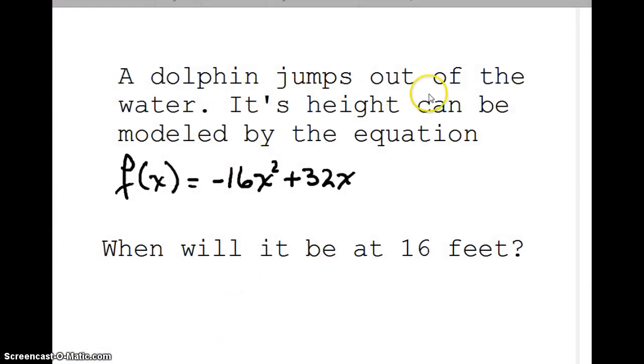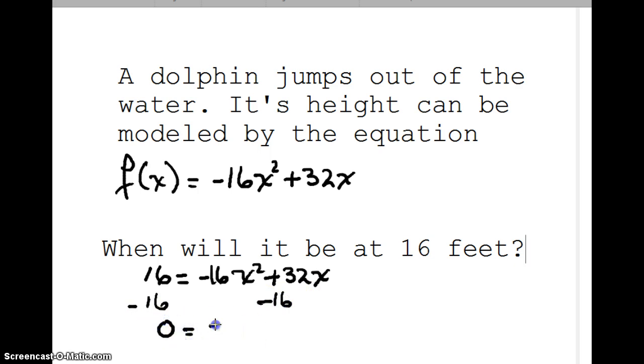Okay, so here we have a dolphin jumps out of the water. Its height can be modeled by the equation f of x equals negative 16x squared plus 32x. When will it be at 16 feet? Well, up to this point, I've been telling you to look into the calculator and look where the answer says y equals 16 feet. But let's go a little further here. We know that we're looking for when it's at 16 feet. So we know that we're looking for 16 is the answer, negative 16x squared plus 32x. Now we're going to solve all of our equations by making it 0 equals. So we're going to subtract 16 from both sides. And now I have 0 equals negative 16x squared plus 32x minus 16.